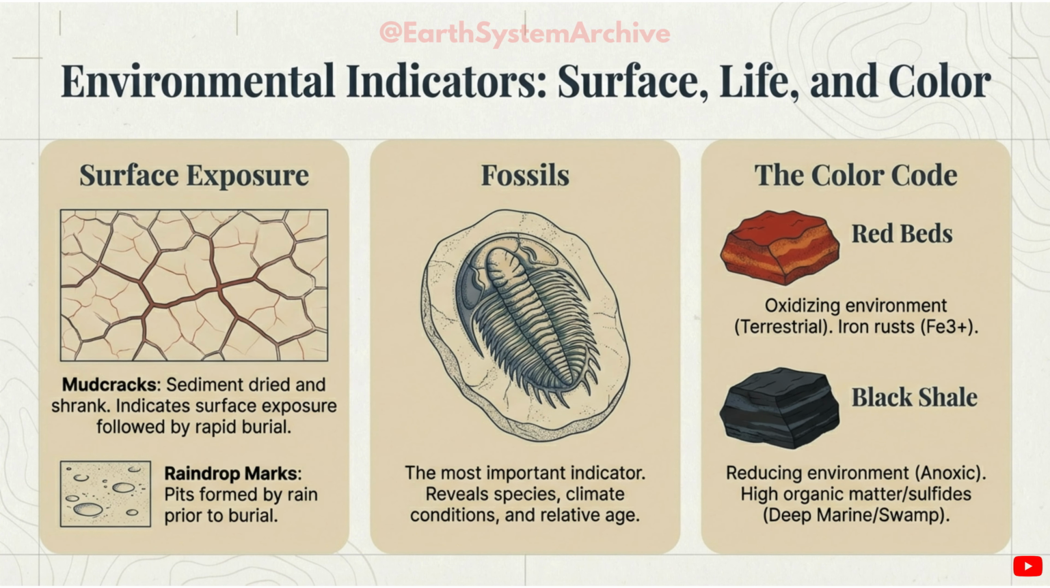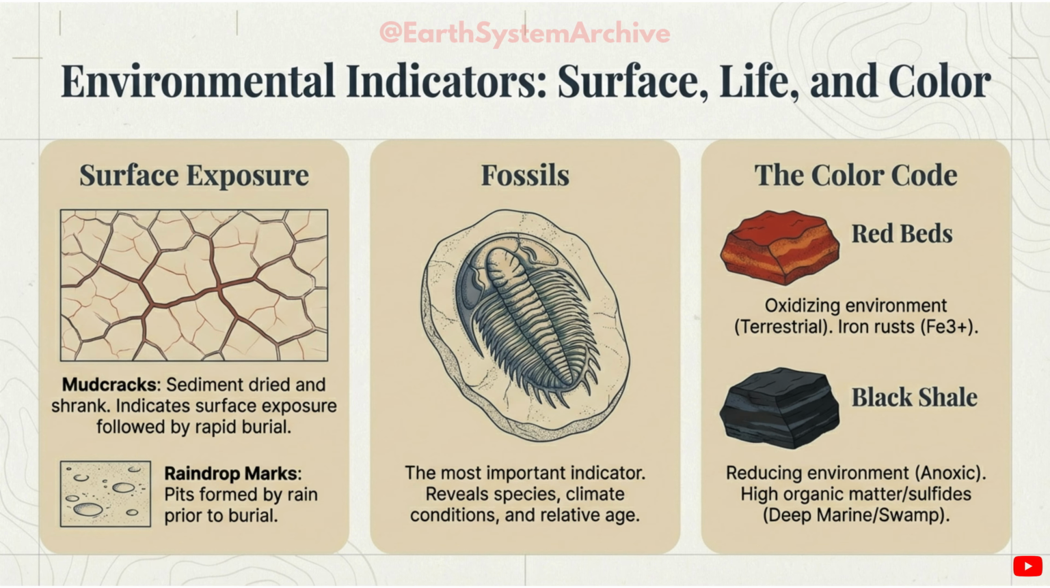Case File F. Mudcracks. Mudcracks form when wet sediment dries and shrinks, and in rocks they indicate exposure at the surface followed by rapid burial. Case File G. Sole marks and raindrop marks. Flutes eroded into soft sediment can be filled and preserved as casts, indicating flow direction and erosion-deposition events. Raindrop marks are tiny pits from rain, suggesting sediment was exposed right before burial.